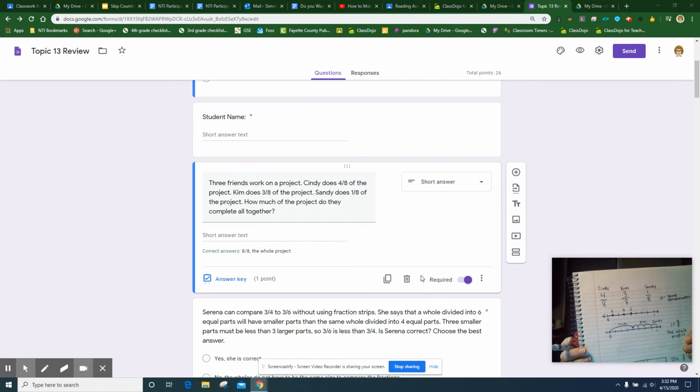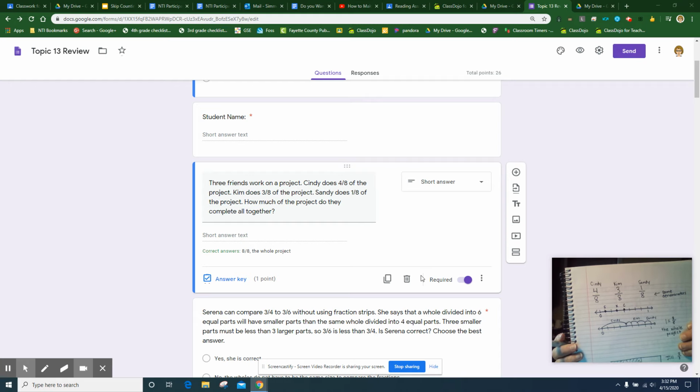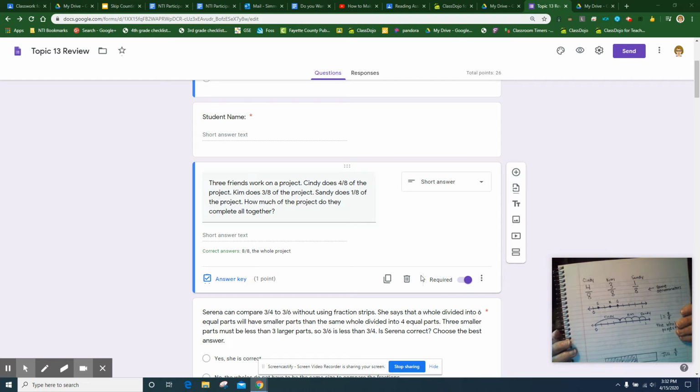So the first thing I did was model out a number line, a whole that shows 0 to 1, and then I plotted where 4/8 would be for Cindy, and I put a C there, where 3/8 would be for Kim, and I put a K, and where 1/8 would be for Sandy, and that would be the S. Then I thought about this problem, and I thought, well, even though I've plotted this information, it really doesn't tell me how much they've completed altogether. So I decided to model it out another way.